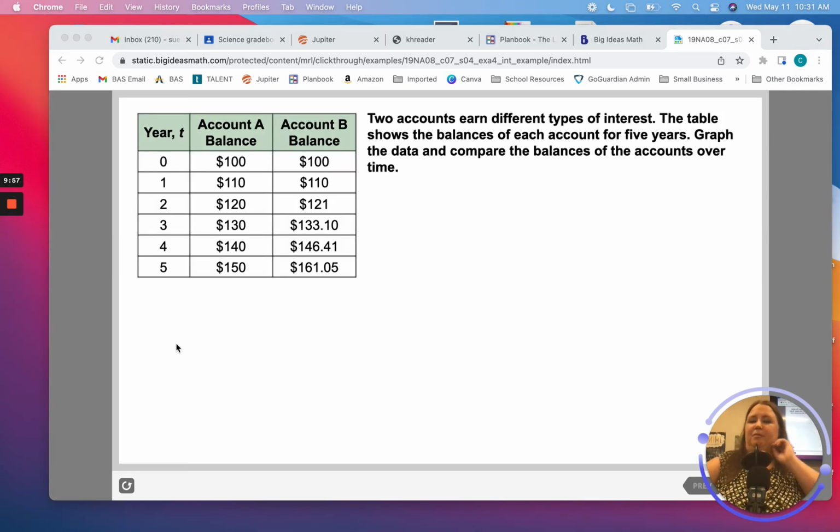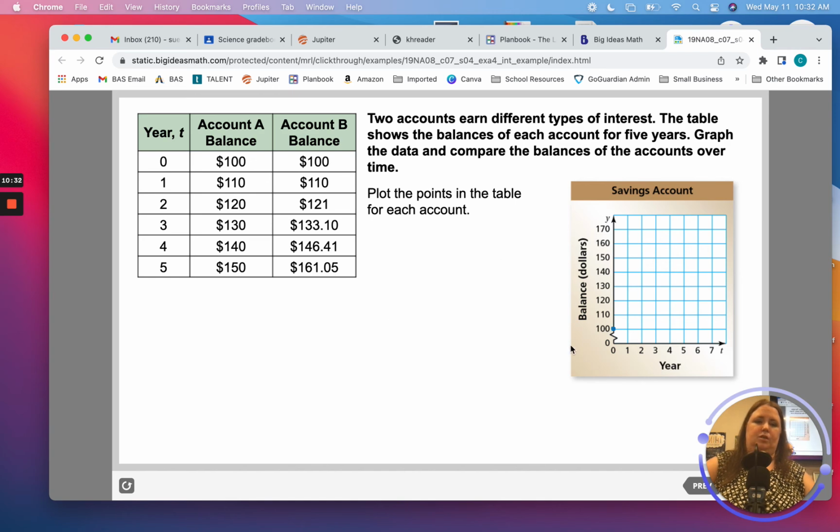Example 4. Two accounts earn different types of interest. This looks like 7th grade work. The table shows the balances of each account for 5 years. Graph the data and compare the balances of the accounts over time. So for each year, you have account A. So here's your points: 0, 100, 1, 110, 2, 120, 3, 130, and so on. For B, 0, 100, 1, 110, and so on. So when you graph them, those are your points. If I were to plot each of these points, this is what it would look like.